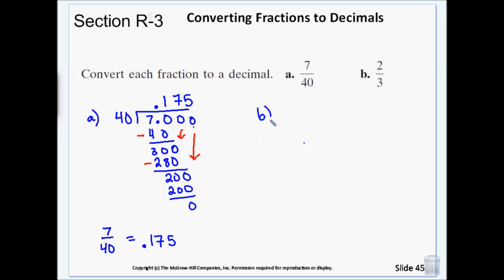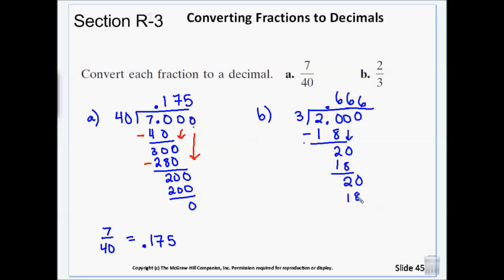For the next one, 3 goes into 2 no times, so I add my 0.0. 3 goes into 20 6 times, which is 18. And if I subtract that, I get 2, and I add a 0, and I bring it down, and I get 20. And 3 goes into 20 6 times, which is 18. And then I have a remainder of 2, so I add a 0. Do you guys see a problem yet? 18, 20, 18, 20. Yeah, it's going to go on forever and ever, right? When this happens, that's when you get the repeating decimal.